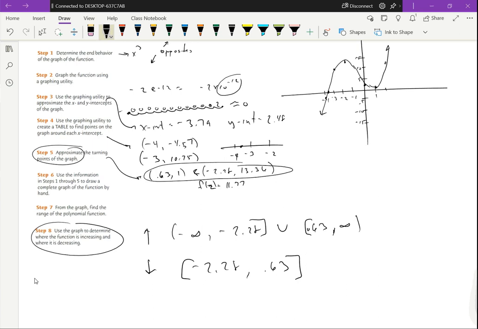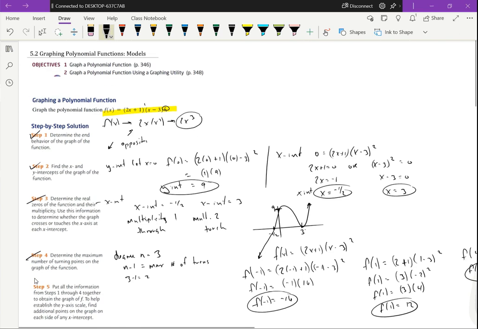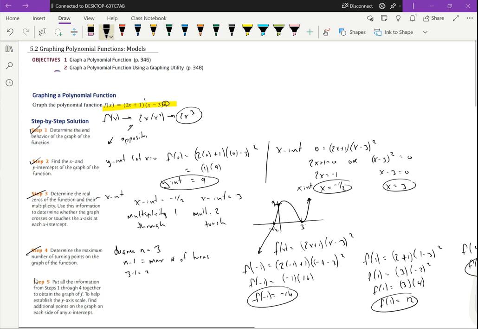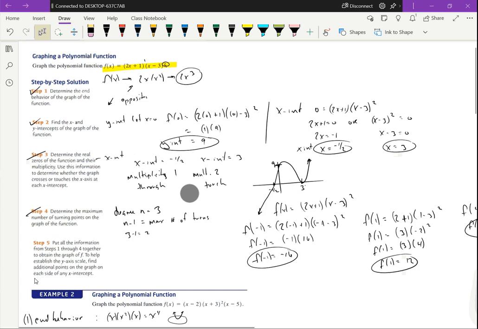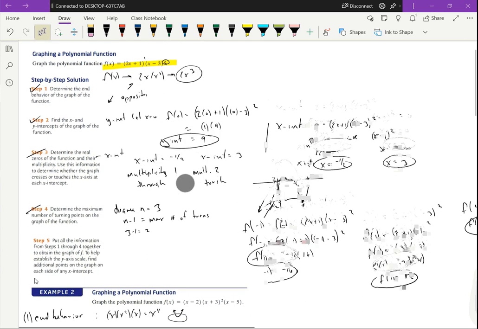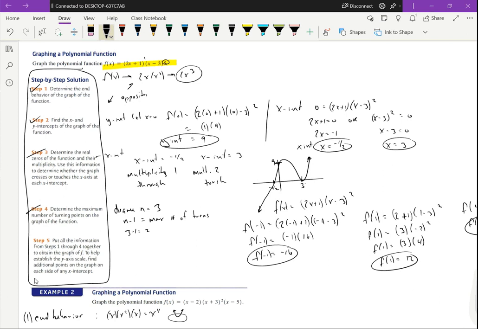So graphing polynomial functions, we had all of these different components. Let me scroll back up to the top here. So we take a look at these steps. They don't have to be done in any particular order, okay? But those steps off to the side, step 1 through 5, we do need to do all of those. And then once we have those, we go ahead and do our graph. We just put all the pieces together.